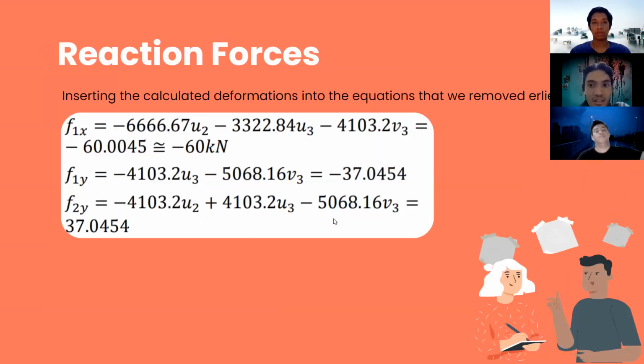Next. So we get the reaction forces here by inserting the calculated deformations into the equations that we removed earlier. So we got F1x equal negative 60 kilonewton, F1y equal negative 37.0454, F2y equal 37.0454. Next.